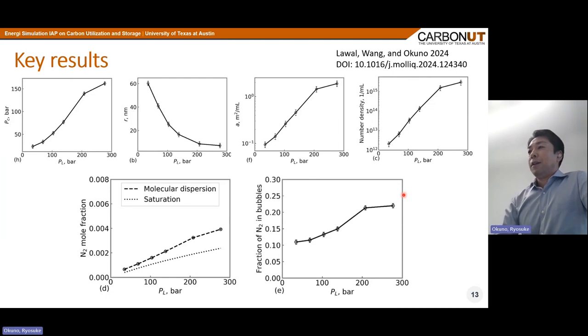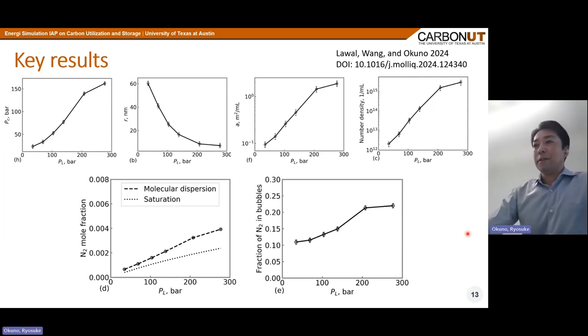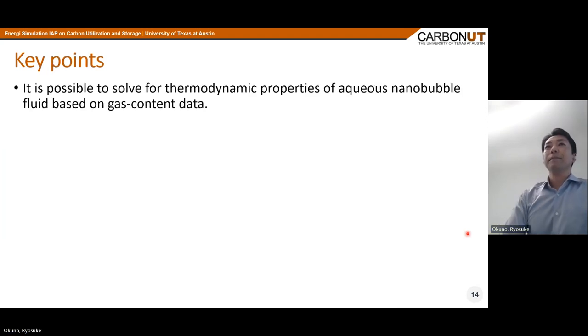And so the figure here on the right shows that 10 to 20% of nitrogen in the system is in the form of bubbles, and 80 to 90% of nitrogen in the system is actually molecularly dispersed in the water phase as a supersaturated state. So the key point is the supersaturation, even though we call this complex fluid a nanobubble fluid.